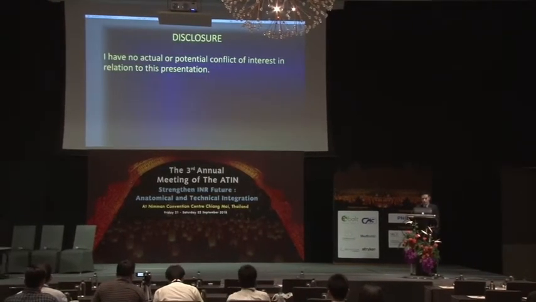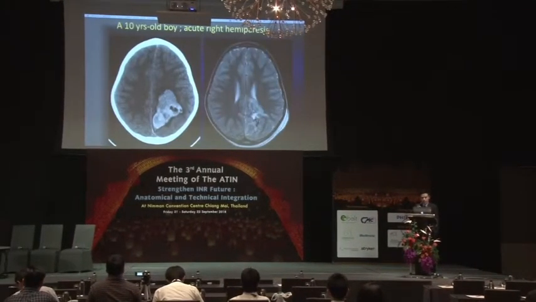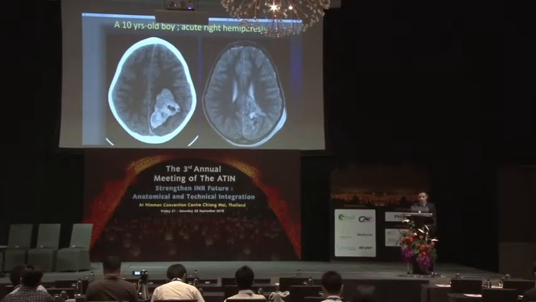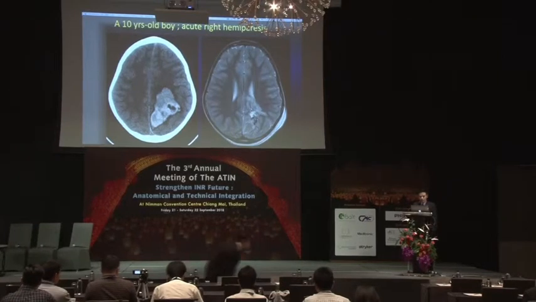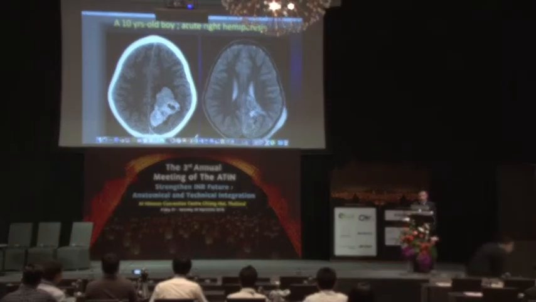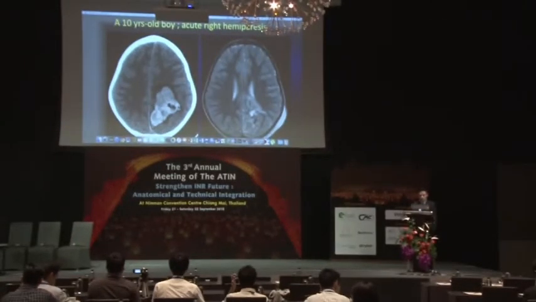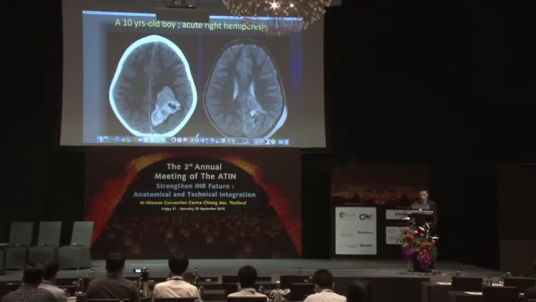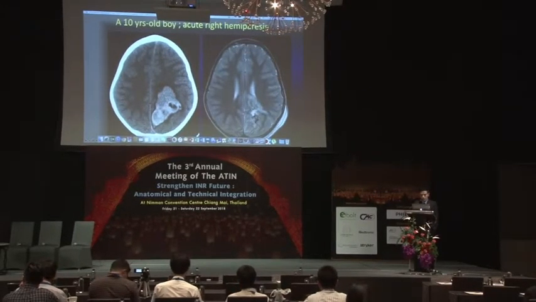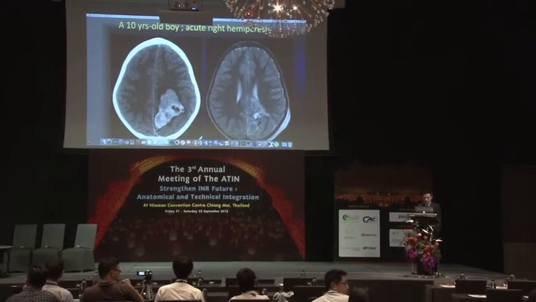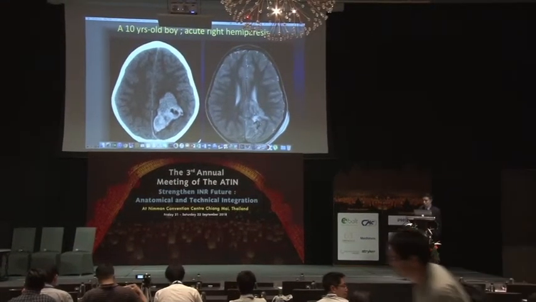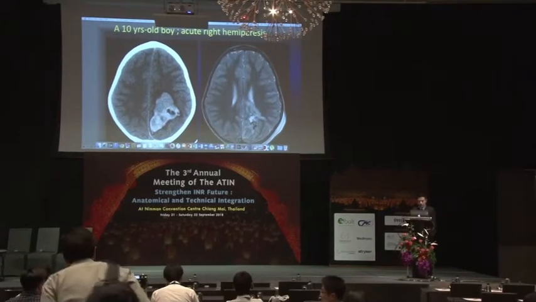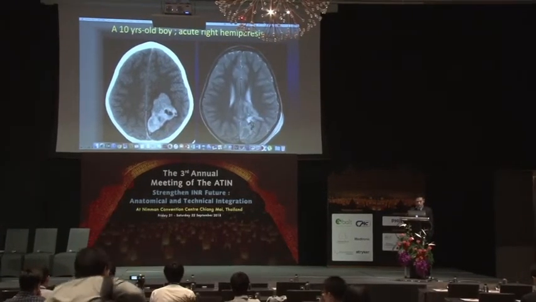I have no disclosure. So, a 10-year-old boy presented with an acute right hemiparesis. In the brain CT, you can see the hematoma in the left parietal lobe. After the hematoma removal, in the MRI, you can clearly see the AVM nearby the hematoma.